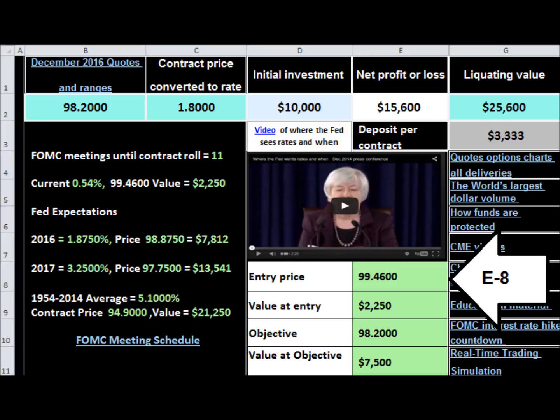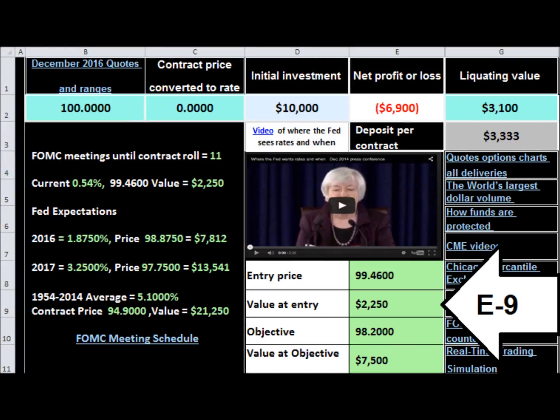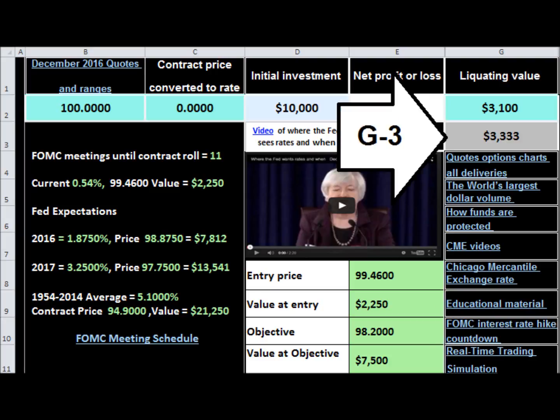In this case, 99.46. 99.46 represents a contract value of $2,250 shown in cell E9. In cell G3, I'm going to enter my deposit per contract. At 99.46, the total value of the position is $2,250.